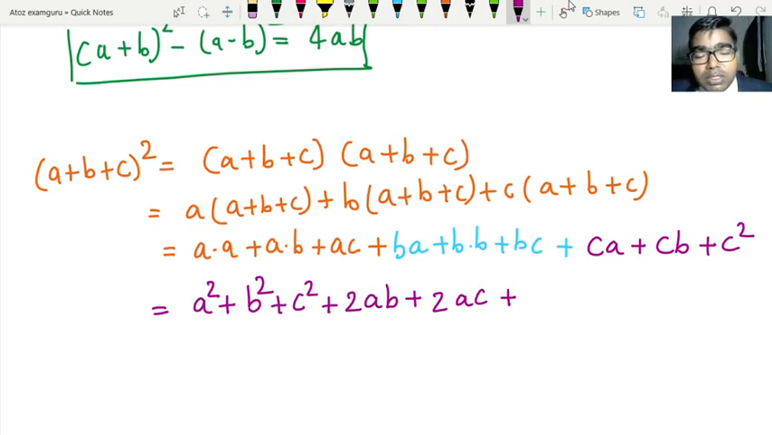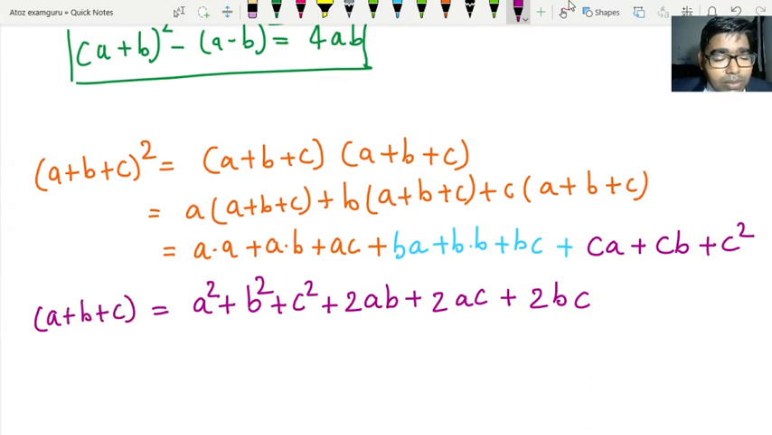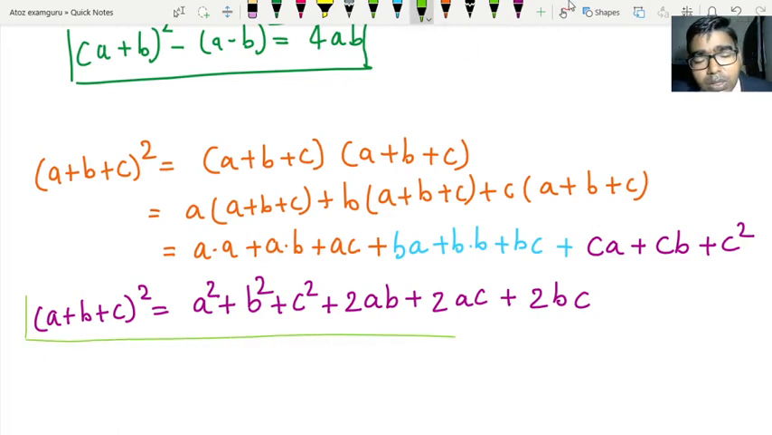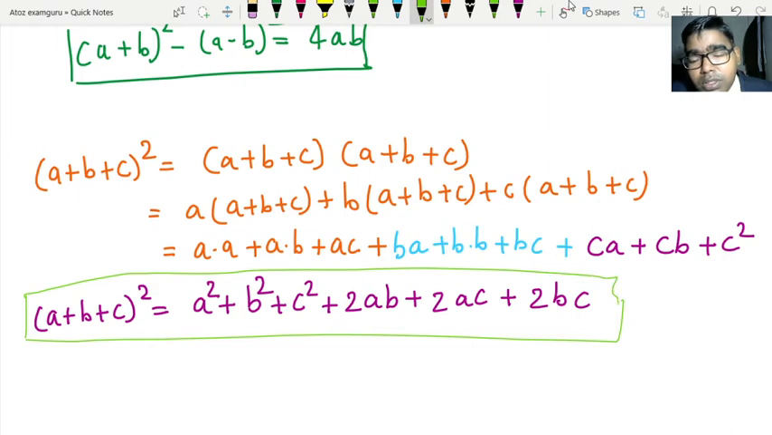And now this is bc and this is cb. cb means it is bc, so simply you can write it as twice of bc, right friends? So this is nothing but the expansion of a plus b plus c whole square. Right friends? So you can simply learn this formula and solve the questions in very short time. Now let us see some more expansion.